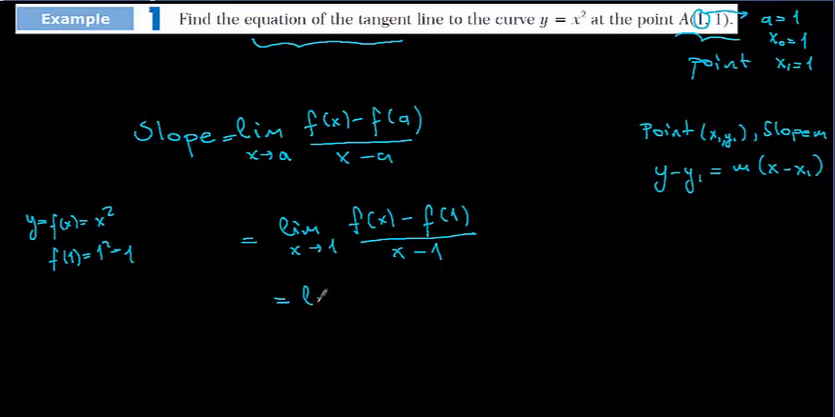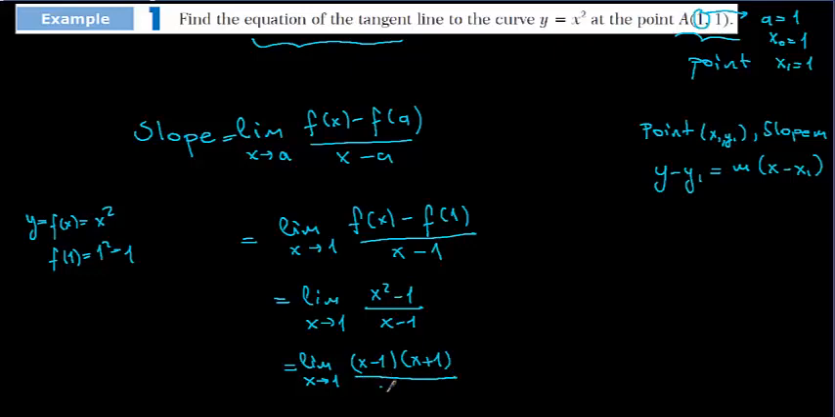So the limit as x tends to 1 of x squared minus 1 over x minus 1. When you replace x by 1, the answer is 0 over 0. This is the expected result because it should be an indeterminate form. And for the indeterminate form, the solution method is to factorize. x squared minus 1 is going to be x minus 1 times x plus 1. The denominator I wrote again.